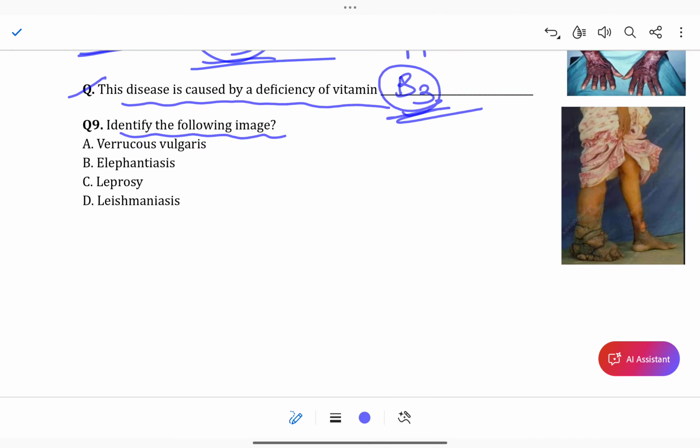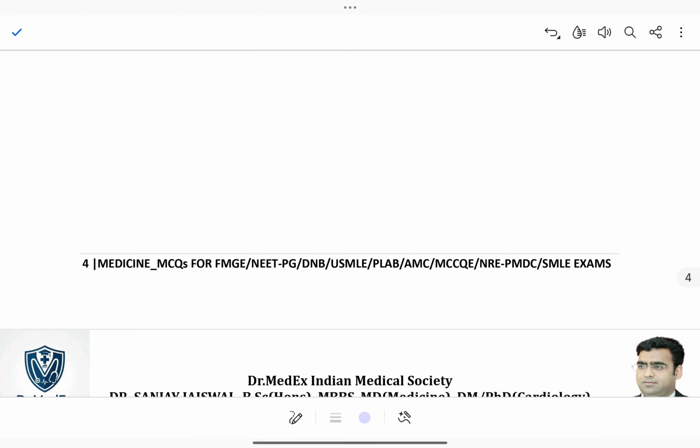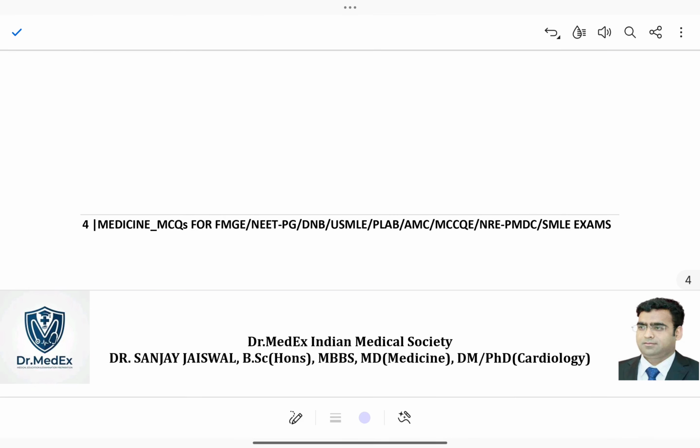Identify the following image. Here is the image. See the leg of this female. One leg is very big, very fatty. So what is the answer? Varicose veins, elephantiasis, leprosy, and leishmaniasis. Of course, this is elephantiasis. This is a very basic question. It's not so tough, and you can find it from the image also. Elephantiasis.